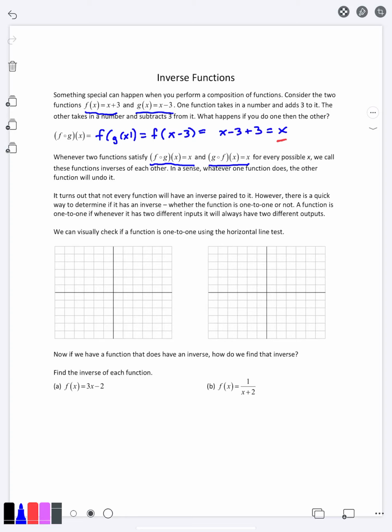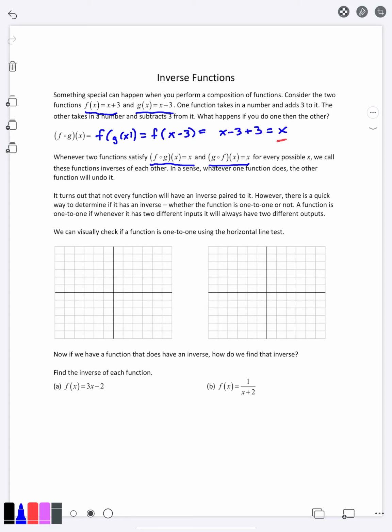Now with that said, not every function is going to have an inverse. That's why that magician has to ask you to do just certain things, like add 10 and so on, because he needs to make sure that whatever he does is going to have an inverse to it. Now, it turns out there's a really easy way to see whether something has an inverse.